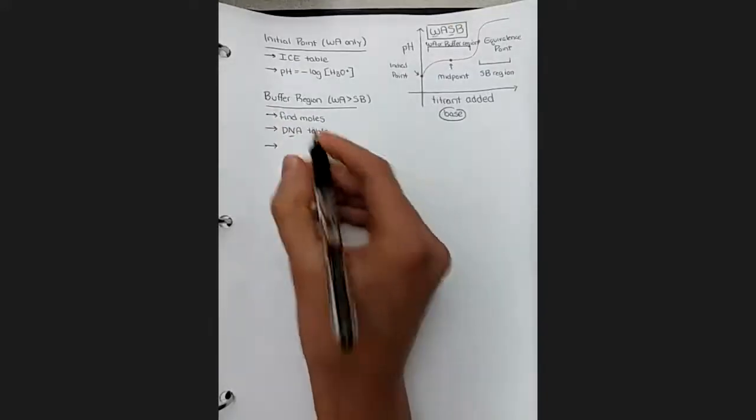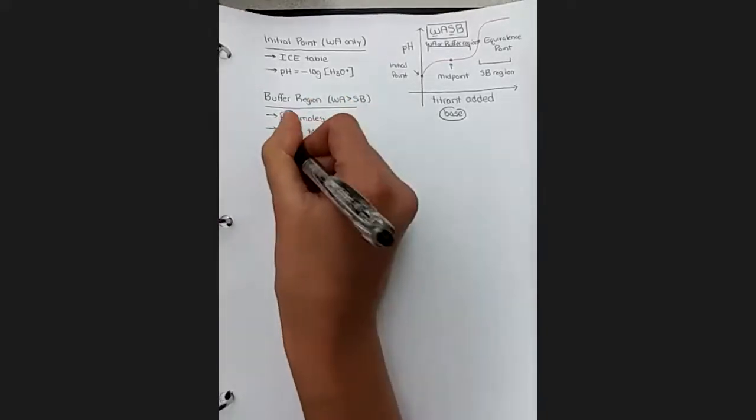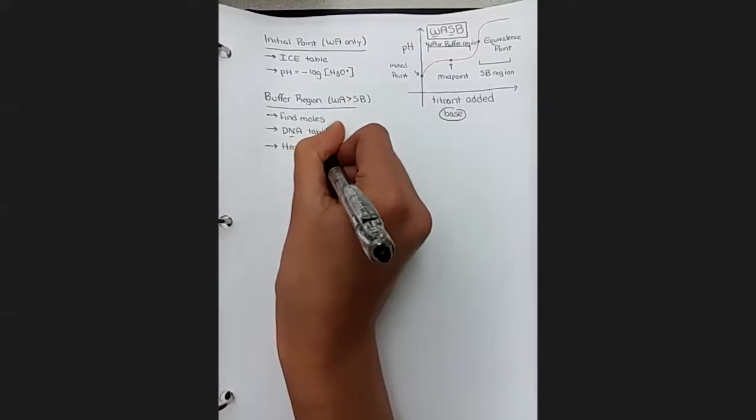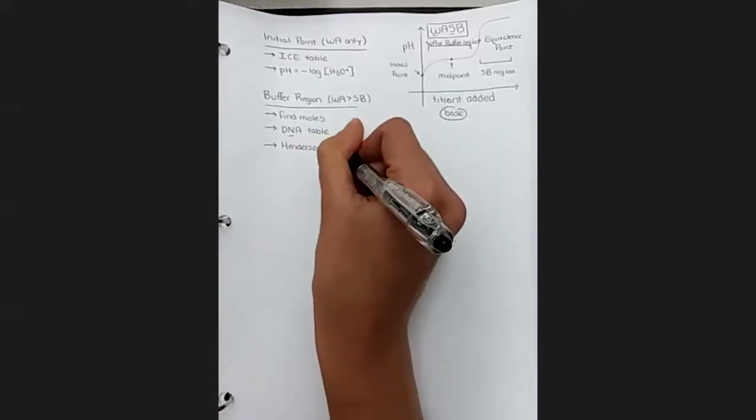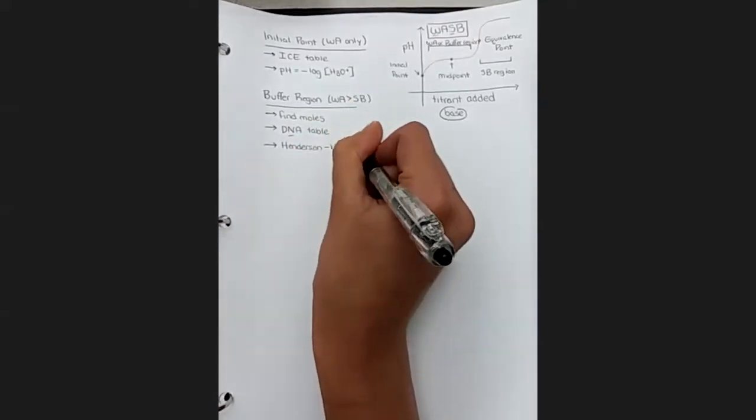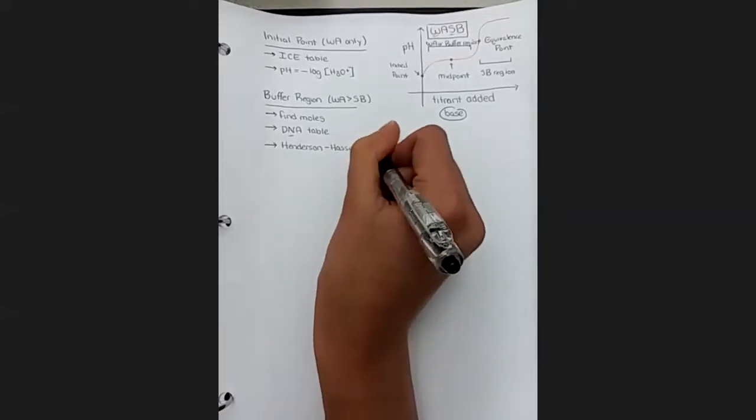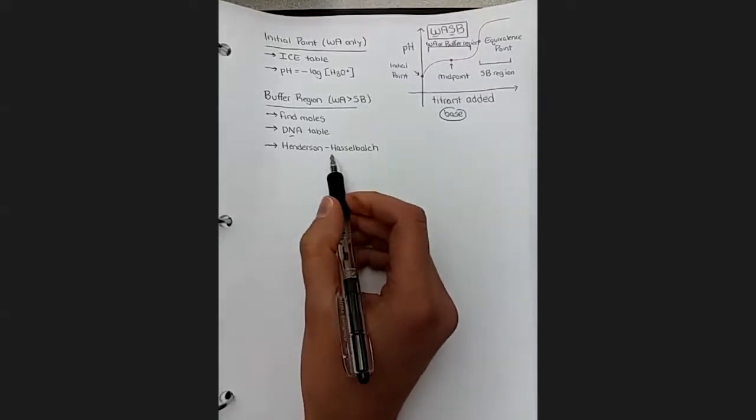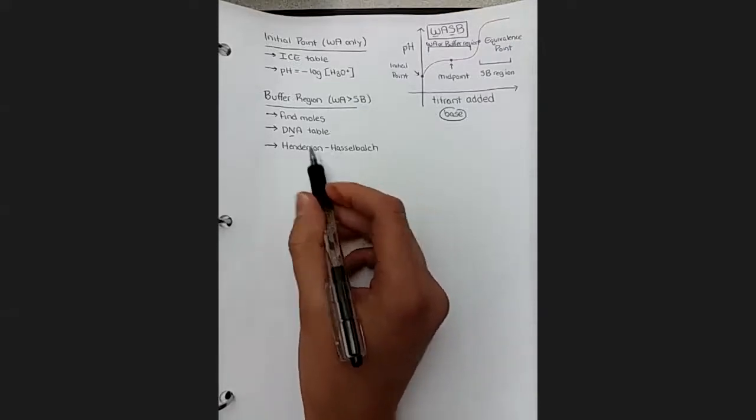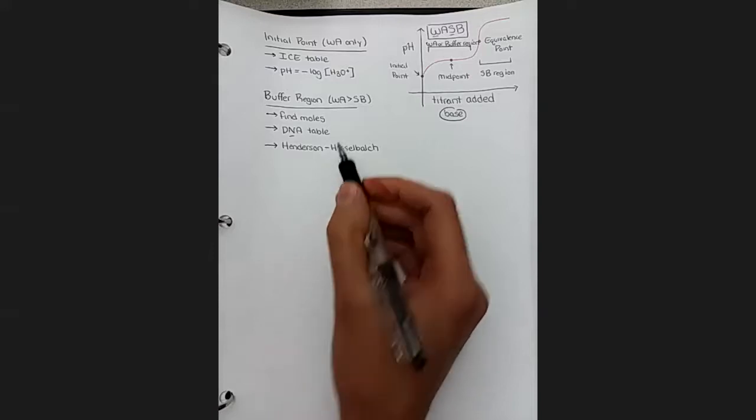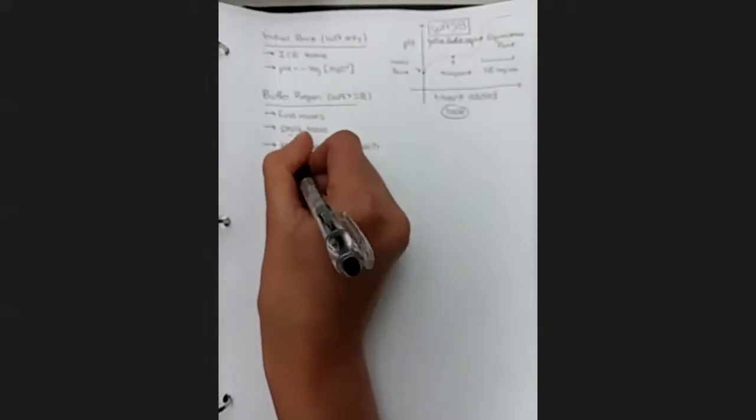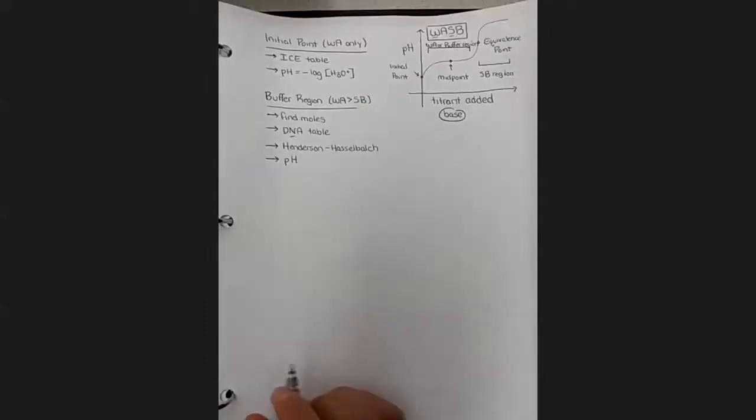And then, because we're in the buffer region, we're going to use our new favorite tool, the Henderson-Hasselbalch equation for buffers. And technically, the Henderson-Hasselbalch equation has molarity and not moles, but because the volume of these two things is the same because they're mixed together, we can just stick with moles. And the Henderson-Hasselbalch equation will give us the pH.